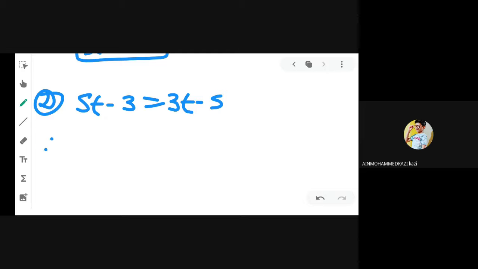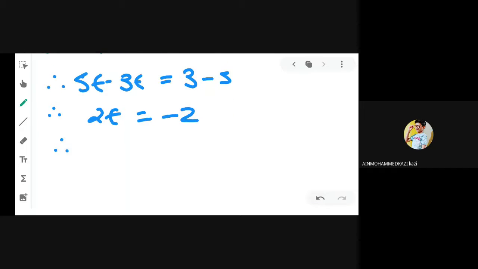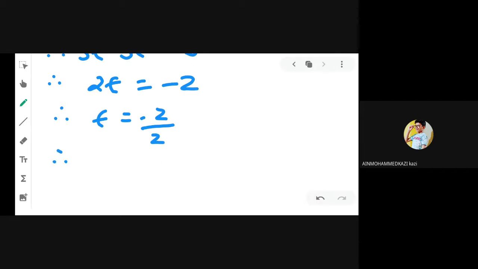So we are taking 3t to the left side, 5t minus 3t, and this minus 3 we are taking to the right side. So minus 3 becomes plus 3, minus 5. So we get 5t minus 3t, 2t, is equal to 3 minus 5, minus 2. So t is equal to minus 2 by 2. So we get 2 ones are 2. So we get t is equal to minus 1.